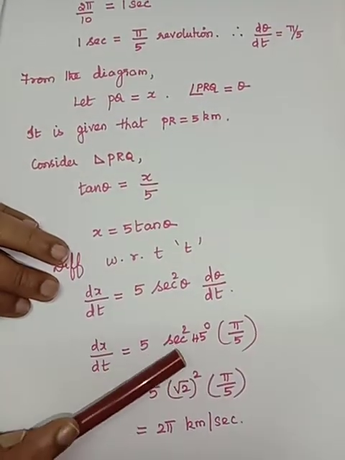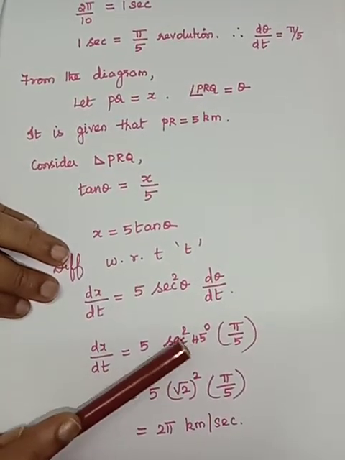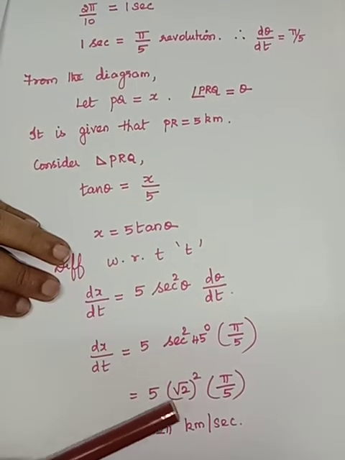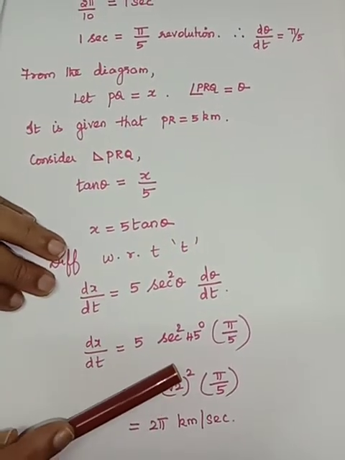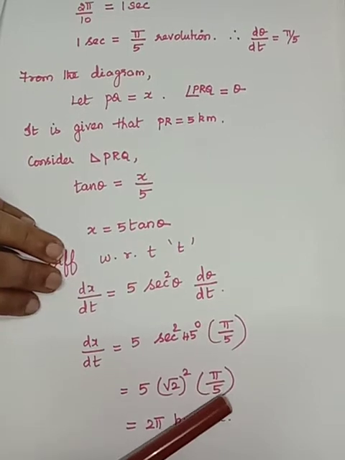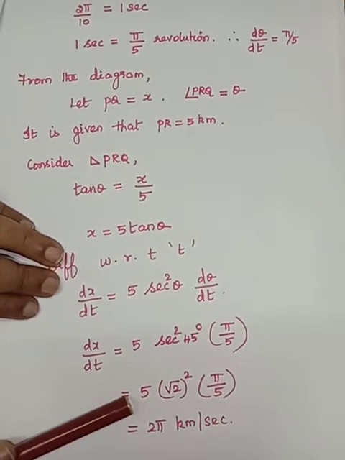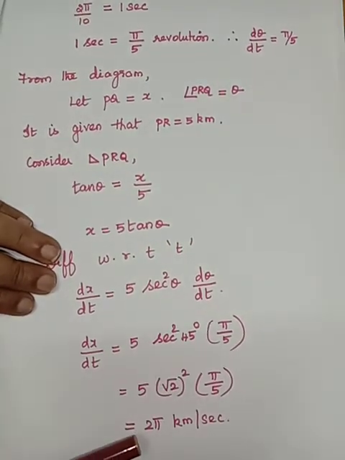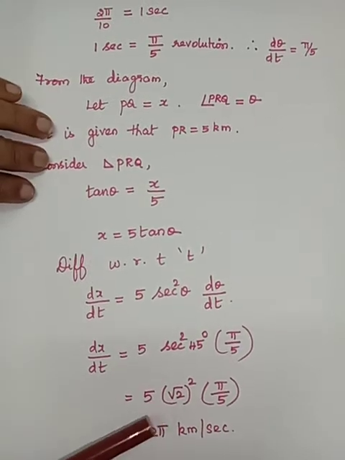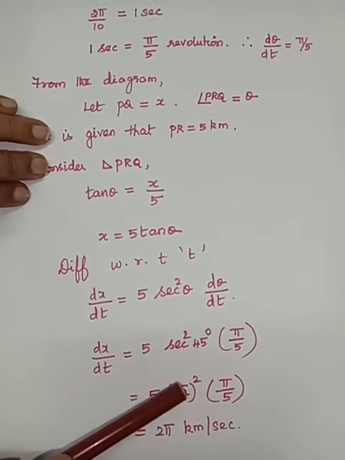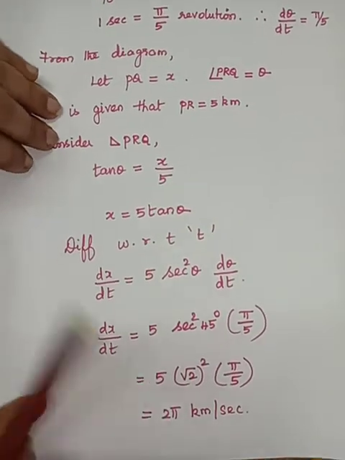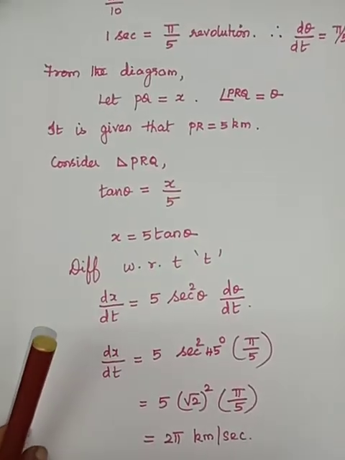So here secant squared 45: secant 45 is root 2. So when you square it, it's root 2 the whole square into pi by 5. So this 5 and this 5 get cancelled, root 2 the whole square is 2, so it is 2 into pi, that is kilometer per second. Okay, thank you students.